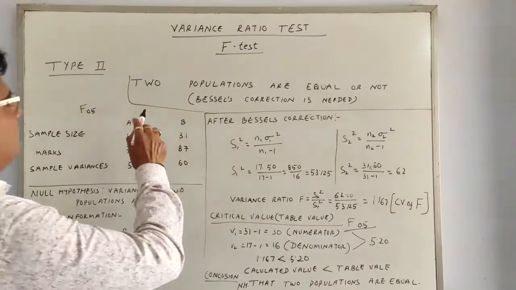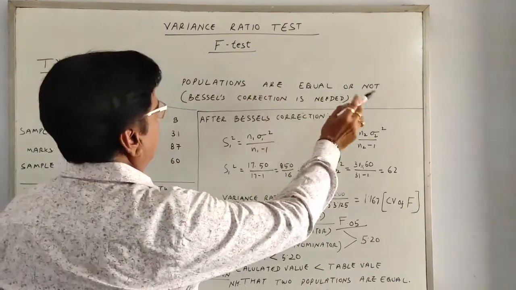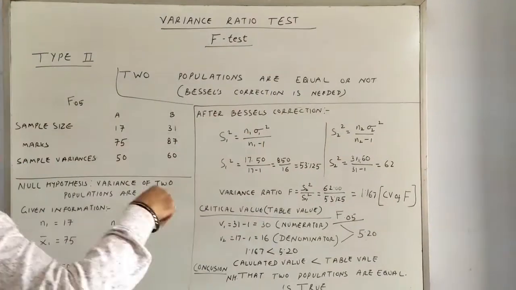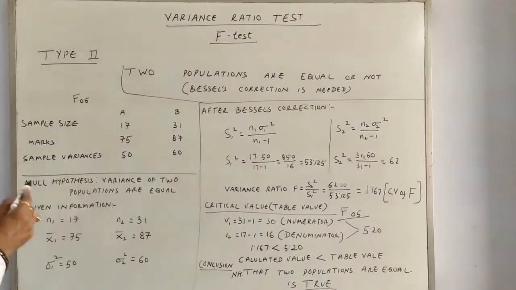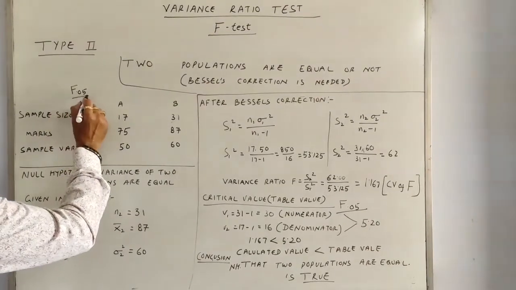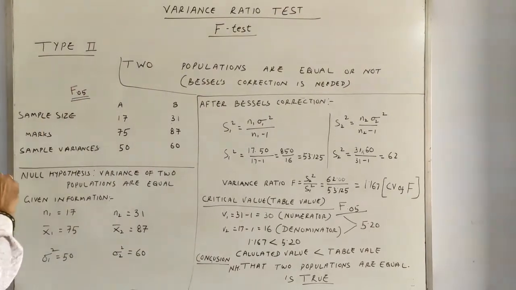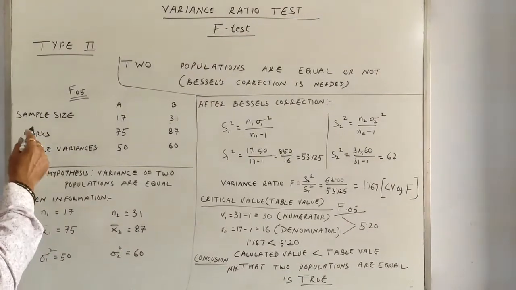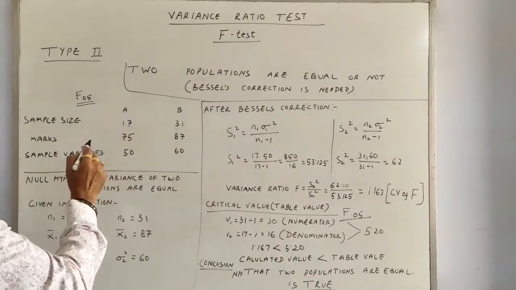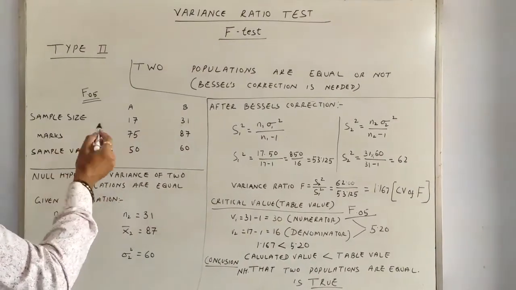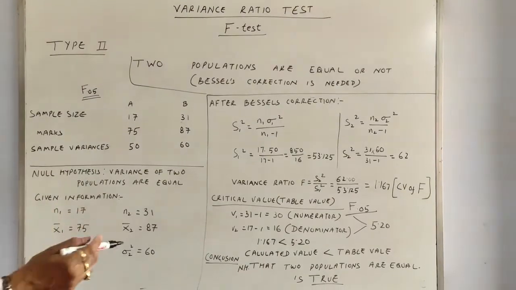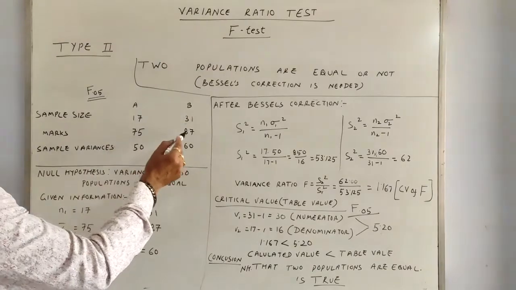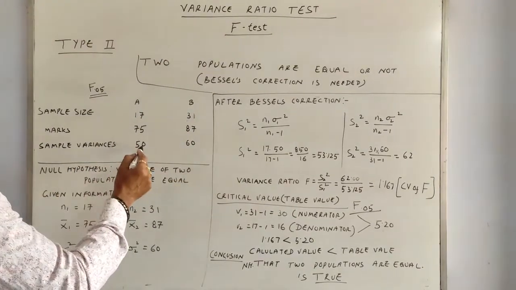Now in the second type, we see whether two populations are equal or not, and here Bessel's correction is needed because of the given information. For example, I have taken a hypothetical question: we have to find F.05 and see whether the populations are equal or not. We have the sample sizes of the two populations, 17 and 31. Suppose it is the marks in quantitative techniques of two institutions or universities. The marks are 75 and 87. The sample variances are 50 and 60.